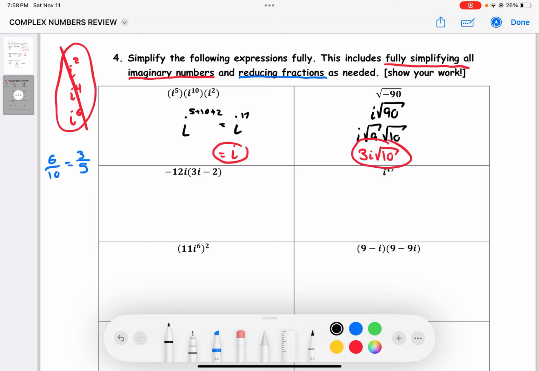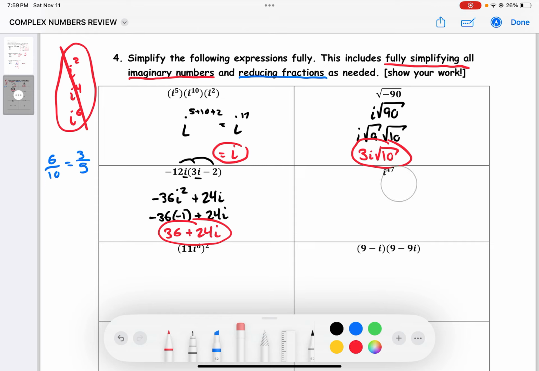Moving on, just some distribution. Term on the outside gets distributed by all the terms on the inside. -12 times 3 is -36, and i times i is i squared. And -12i times -2 is positive 24i. Now I look to see if I have any i's raised to any exponents. And I do. I have an i squared. i squared is -1, so I will replace it with a -1. -36 times -1 is positive 36 plus 24i, and I am all done.